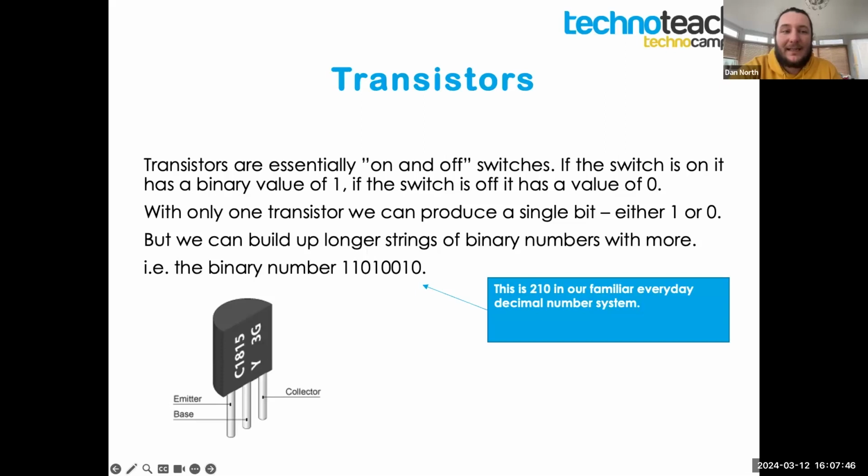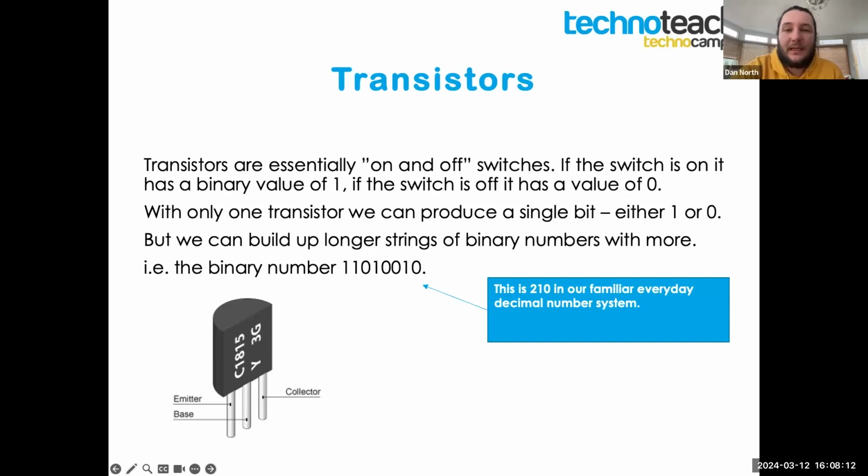Our collector takes an incoming signal. Our emitter emits that incoming signal, but only if there is a signal from the base. So that essentially makes a transistor an electrical switch. It can be on or off depending on whether there is a signal being transmitted to the base.